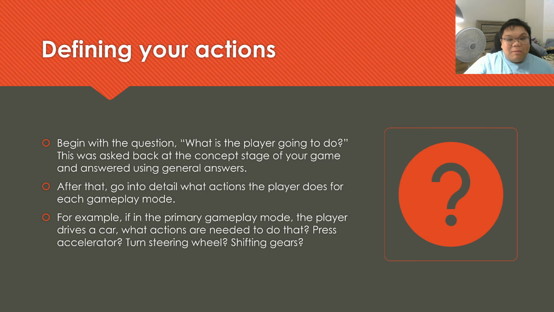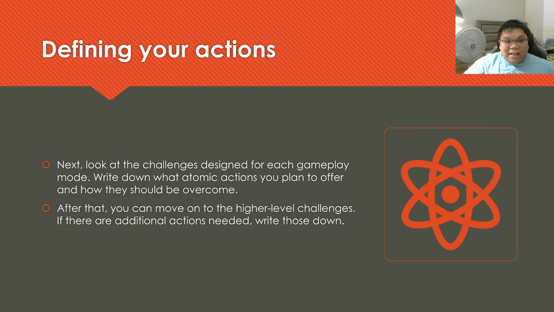Early on, you may have had to answer the question, what is the player going to do? This was asked back at the concept stage of your game, and was answered using general questions. After that, go into detail on what actions the player does for each gameplay mode. Like, for example, if you're making a game and the primary gameplay mode is driving a car, what actions are needed to do that? Press the accelerator, turn the steering wheel, shift gears, adjust the mirror, honk the horn. Next, look at the challenges designed for each gameplay mode. Maybe in that game where you're driving a car, the challenge is to make a delivery.